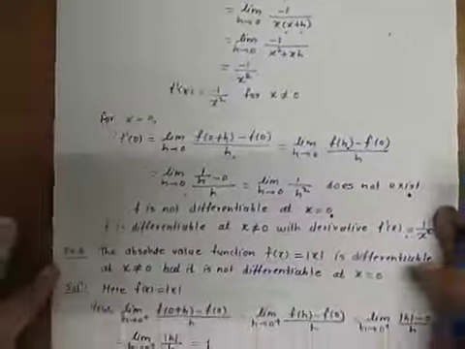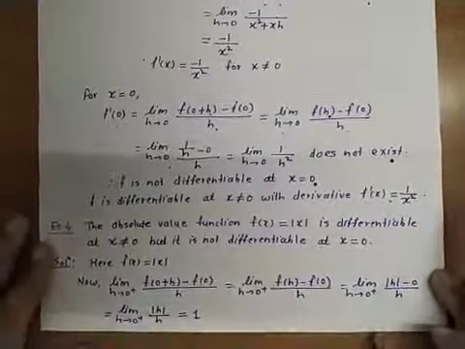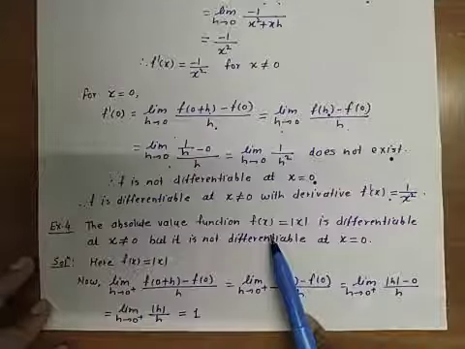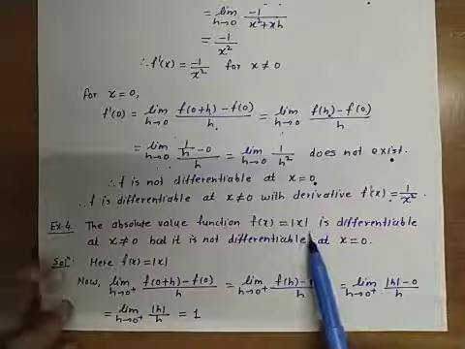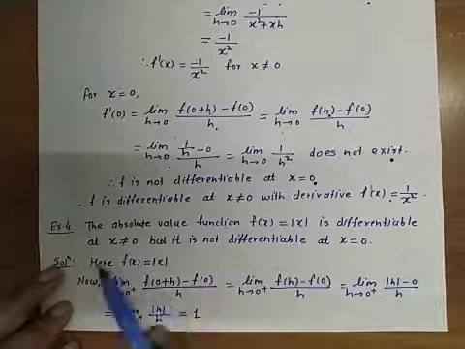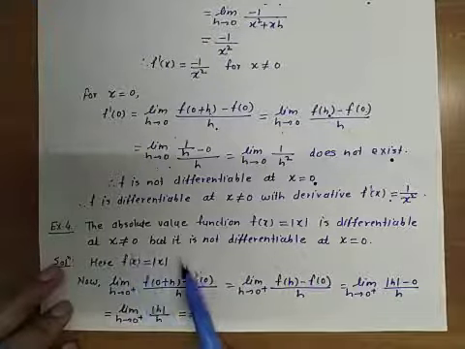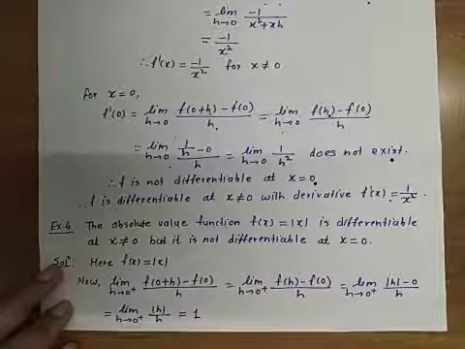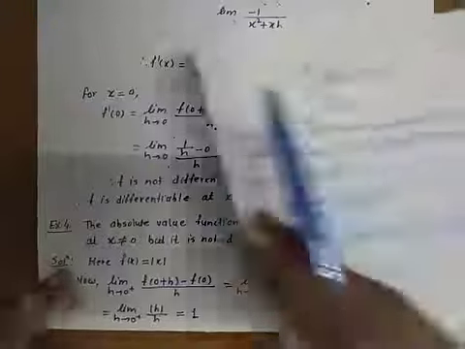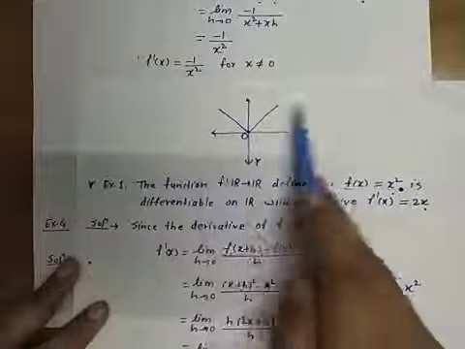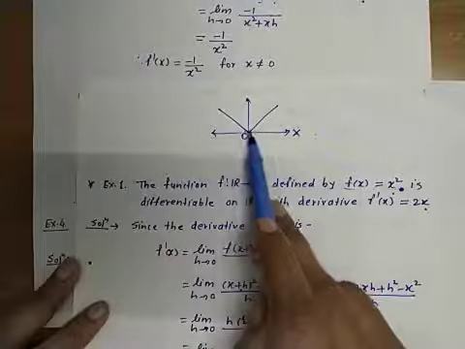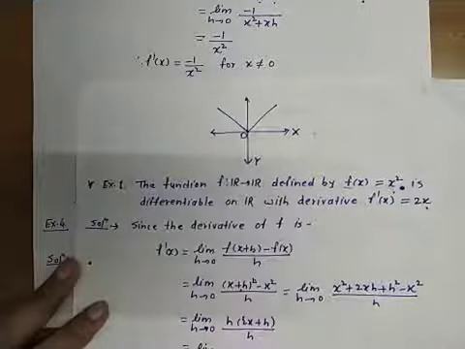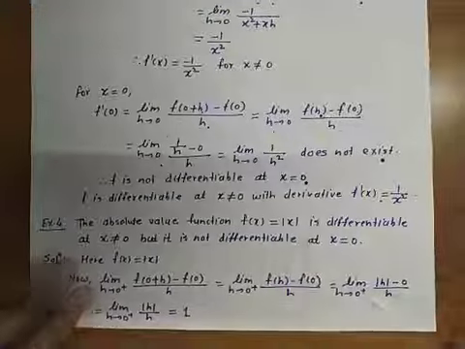Next example: the absolute value function f of x equal to modulus of x is differentiable at x non-zero, but it is not differentiable at x equal to 0. We have seen this in the examples of non-differentiability. This is the graph of the function. We have seen that the function is not differentiable at this sharp corner, but it is differentiable everywhere else. So now let us prove it.